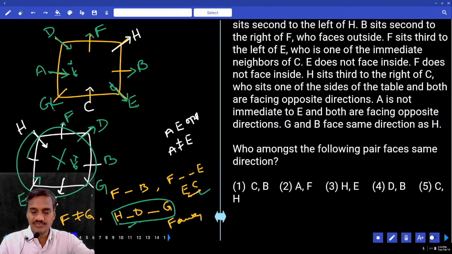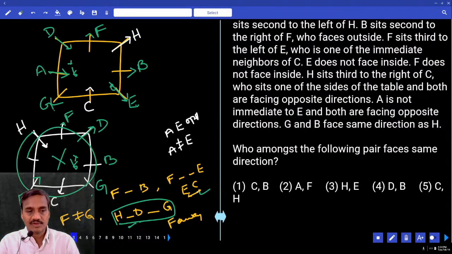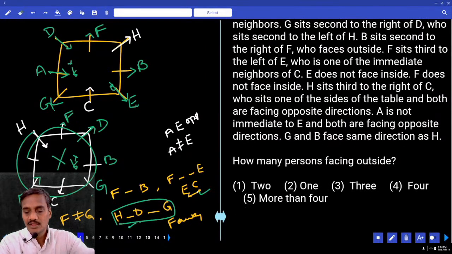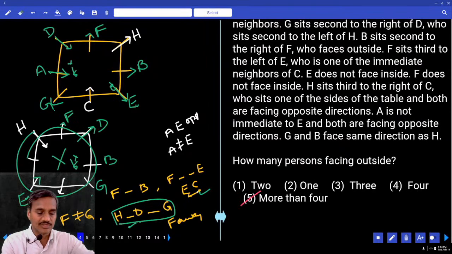And who among the following pair faces the same direction? C and B? Are they facing the same direction? No. A and F? No. H and E? Yes. Choice 3, question number 3. The next, fourth one: how many are facing outside? 1, 2, 3, 4, 5. There are 5 people who are facing outside, isn't it? And 5 outside, that is more than 4, choice 5.